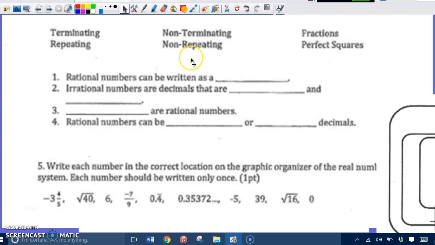This is the next part of your packet. Remember, the packet is not homework. The homework sheet is homework, but we did not have time to complete the packet in class, so I'm helping you complete it right now in order to help with your homework. I'm not going to be posting your homework, remember, okay? So here we go with this part right here. We're going to fill this in.